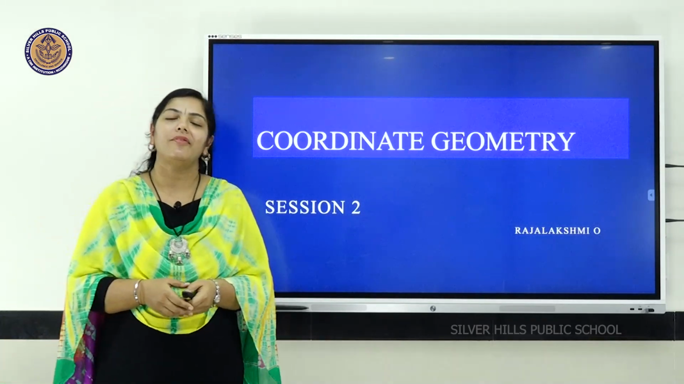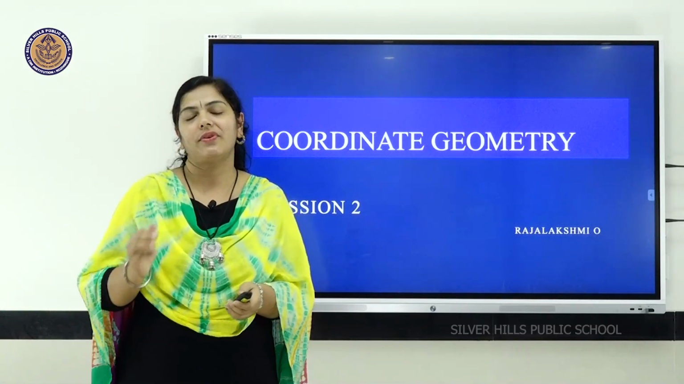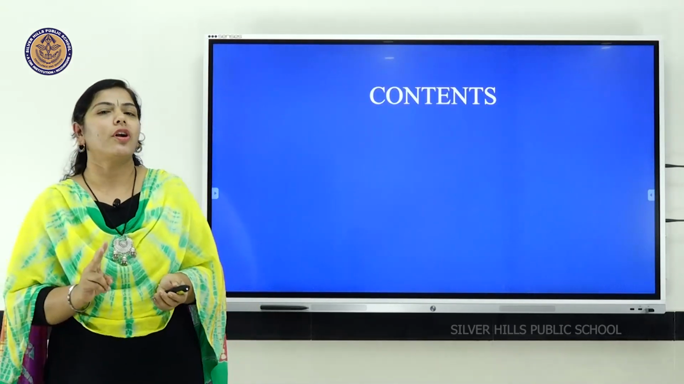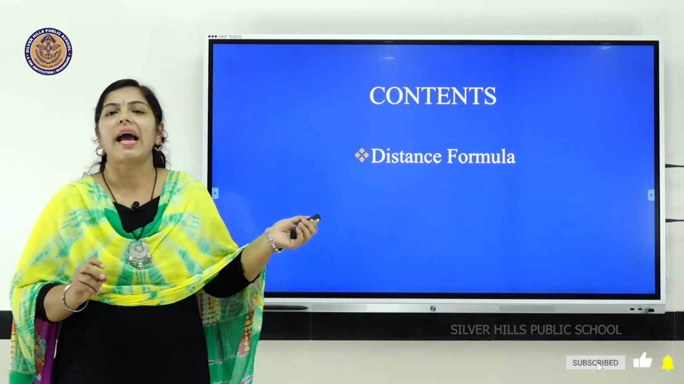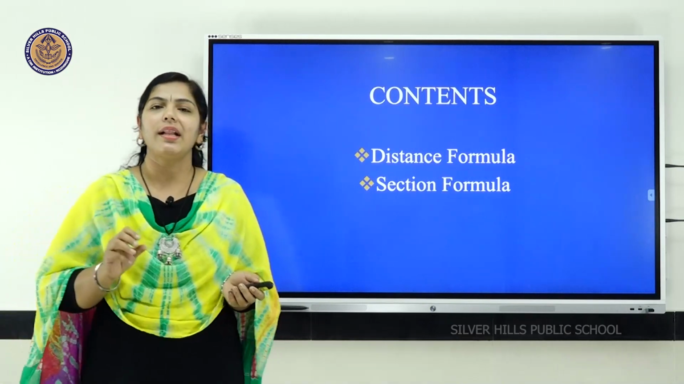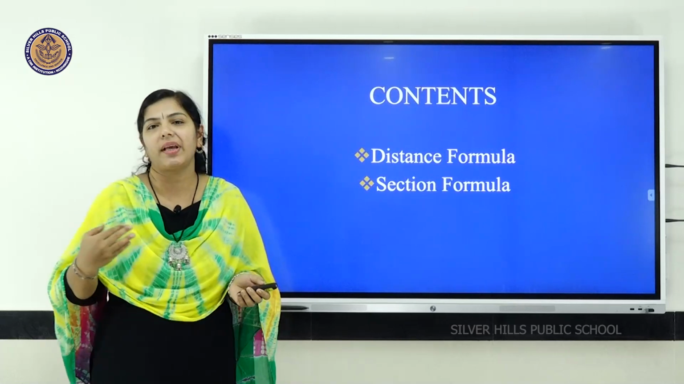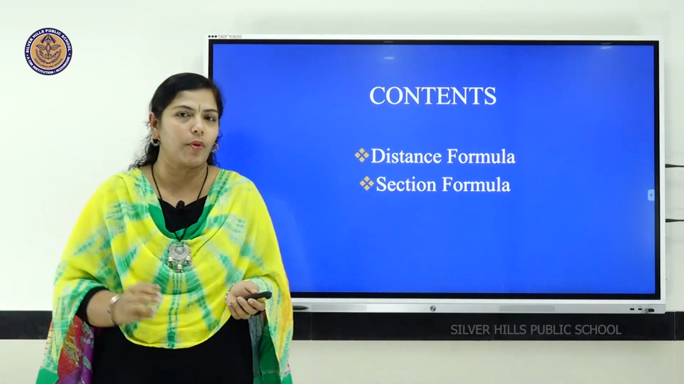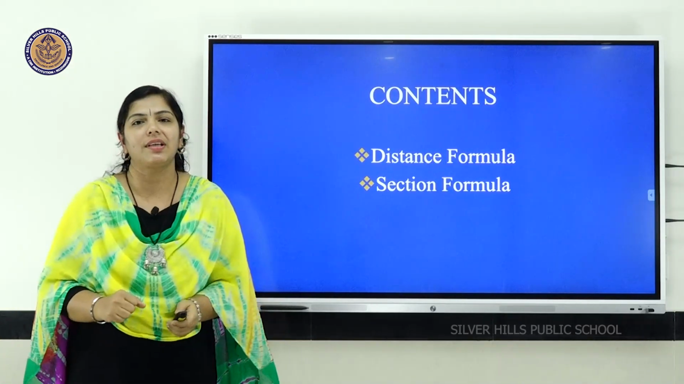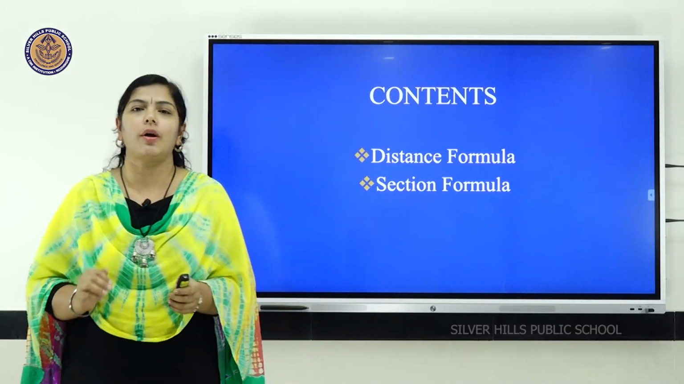In the previous session, we have seen the basic concepts of coordinate geometry as well as the first concept, that is the distance formula. In this chapter, we have two concepts, that is distance formula and the section formula. Distance formula, we have seen that it is to find the distance between any 2 points on a plane, and we have seen many applications where we are using the distance formula. Hope you have practiced all those questions. In this session, we will see about section formula, another important concept in coordinate geometry.